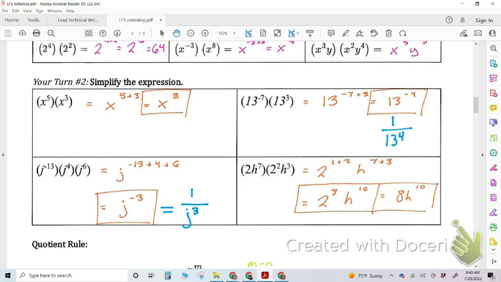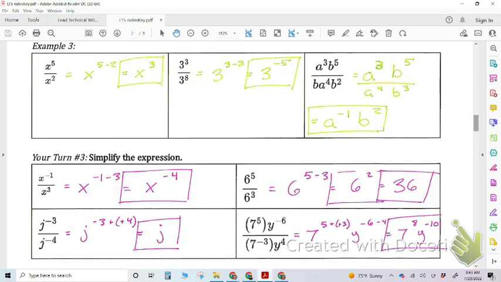So remember, when we have negative exponents, we rewrite them as 1 over a positive exponent, or if the negative exponent was already in the bottom of the fraction, we would move it to the top of the fraction with a positive exponent.